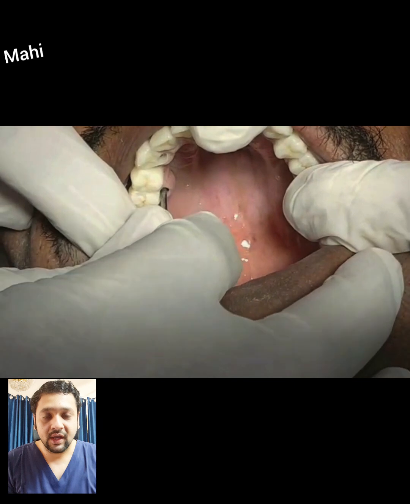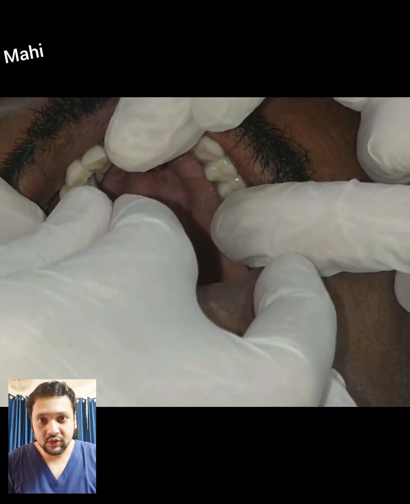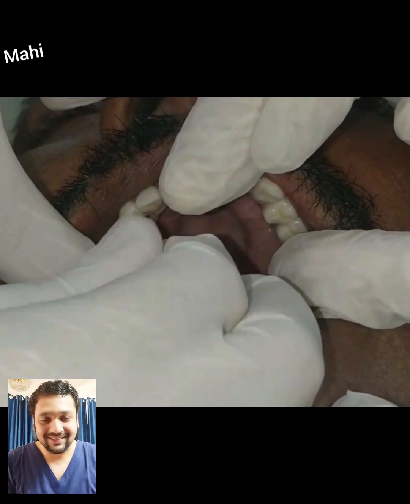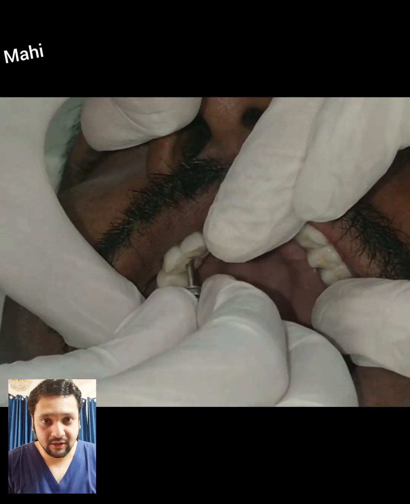So these are the few things, and then once you see the CBCT, once you assess the intraoral clinical conditions, you go and place implants. Now, coming to the case per se here.